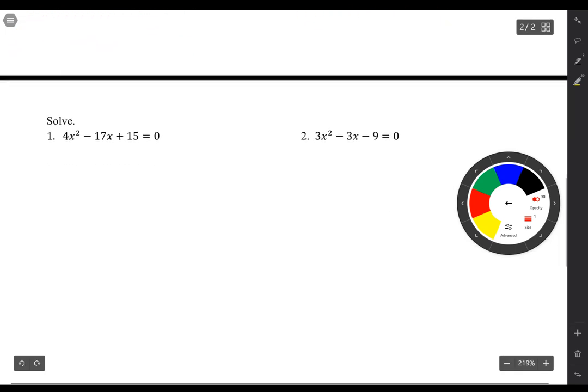Okay, now we're going to do our last 2, which is solving. So remember, when you solve, you must factor first, unless it's already in factored form. Number 1, 17 is prime and the other 2 aren't, so they don't have a greatest common factor. So step 2, identify A, B, and C, and start factoring. So A times C is 15 times 4 is 60, and B is -17.